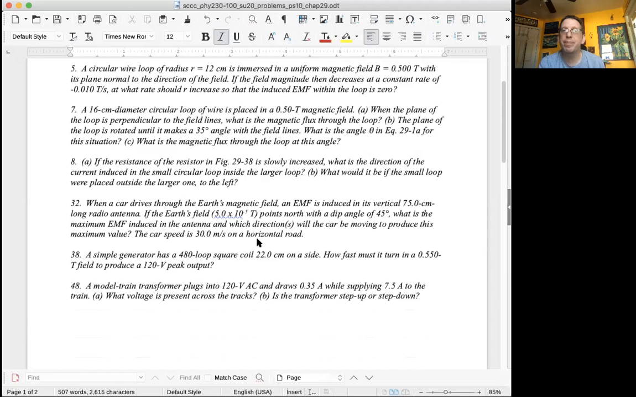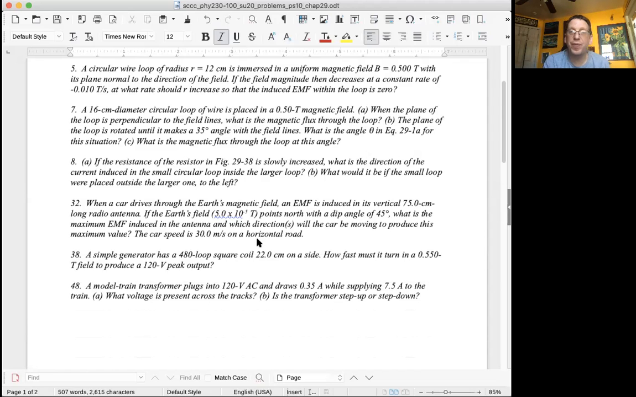So again, the maximum induced voltage is NBAω. You're given N, you're given B, you're given enough information to figure out A, and you're asked to solve for omega, basically. How fast must it turn?